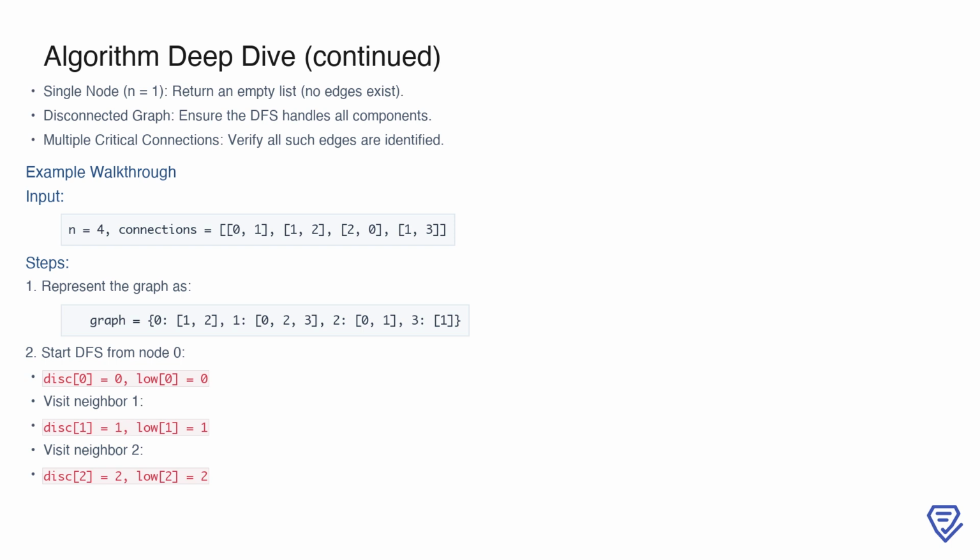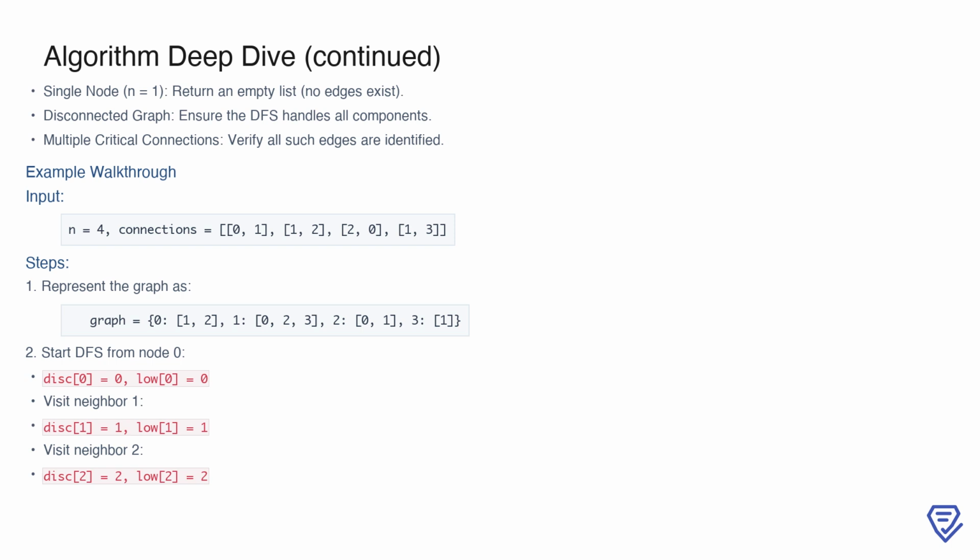For example, if the graph consists of a single node with no connections, the algorithm should return an empty list as there are no edges to evaluate. Similarly, in the case of a disconnected graph, the DFS must handle all components independently to ensure that every critical connection is identified across the entire graph. In scenarios where there are multiple critical connections, the algorithm systematically evaluates all edges, ensuring that none are missed.